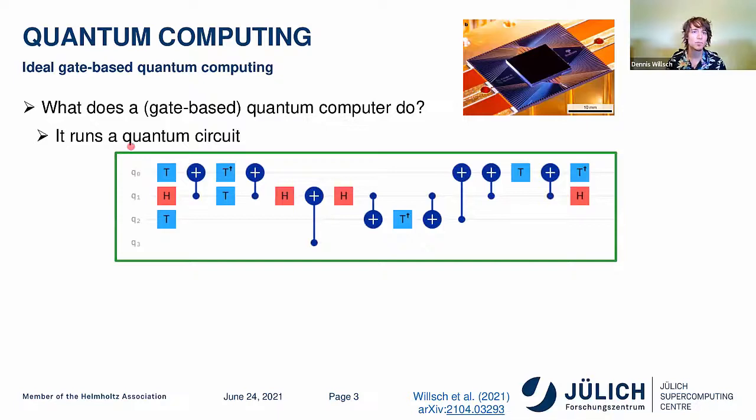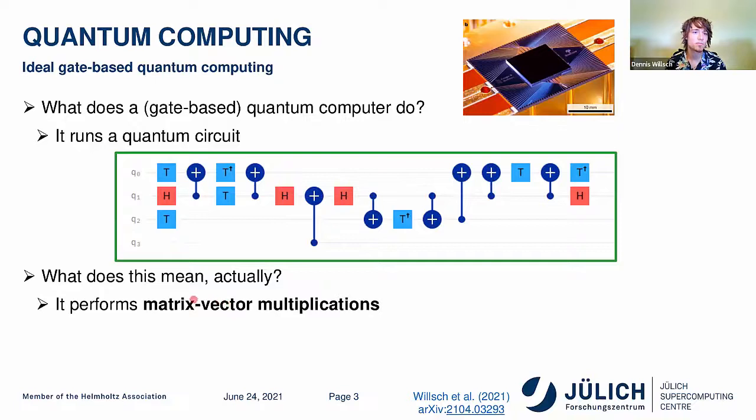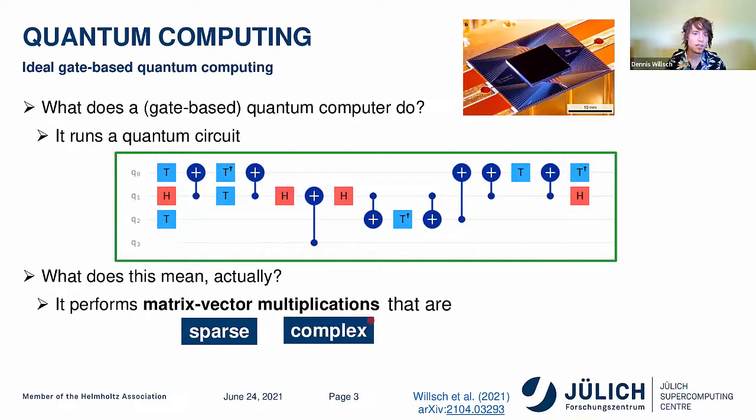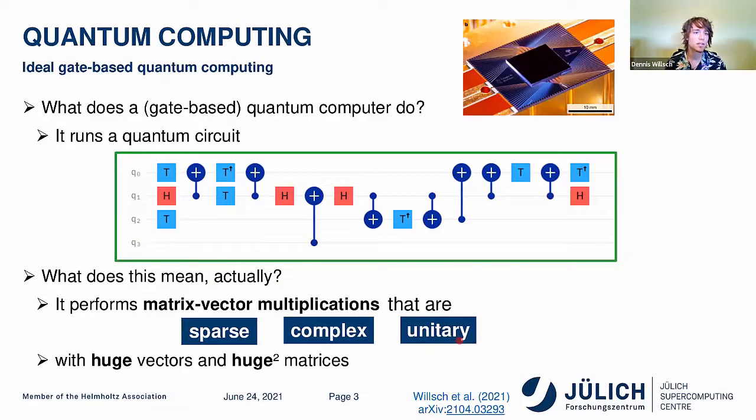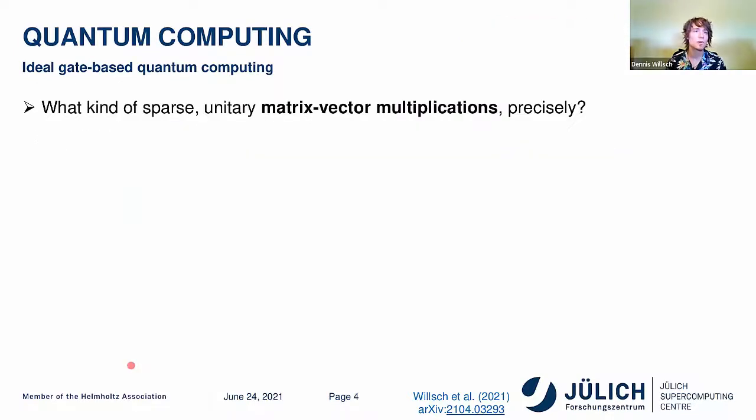It runs a quantum circuit. So what does it mean actually? A quantum circuit is what we see in a diagrammatic scheme here. And what it actually means is that it performs matrix vector multiplications. And those matrix vector multiplications are sparse, complex, and unitary. That means they involve a lot of unitary matrices, but most importantly, they are huge. So the vectors and the matrices involved in these multiplications are huge, and that's what makes it difficult to simulate and to work with.